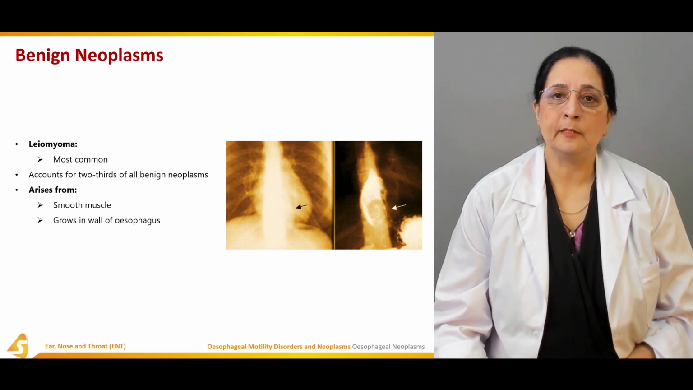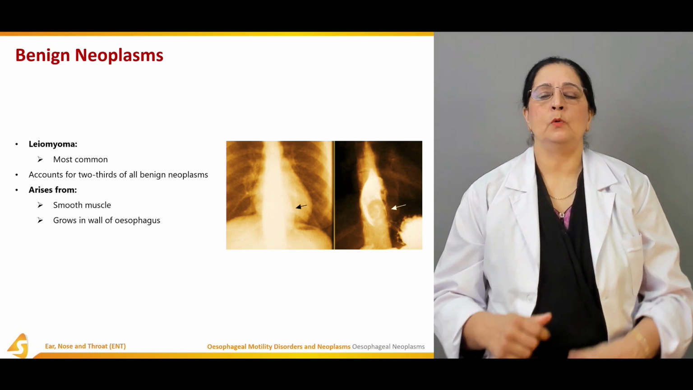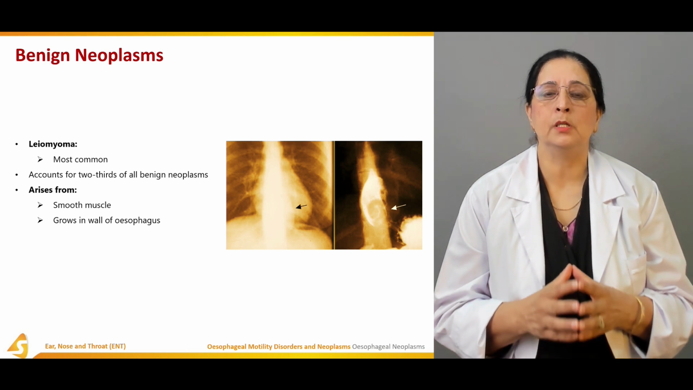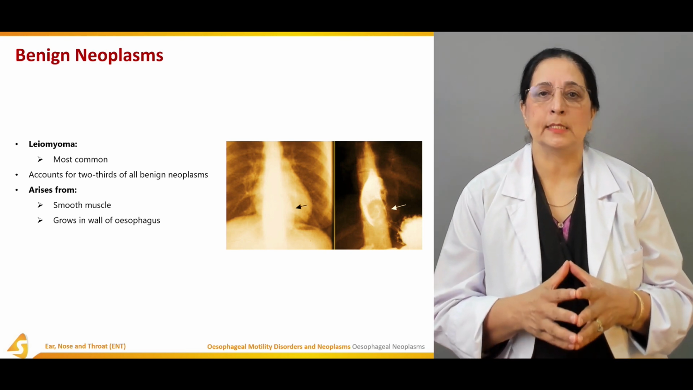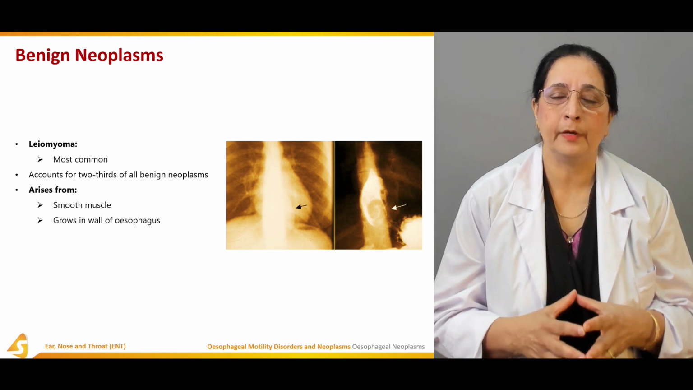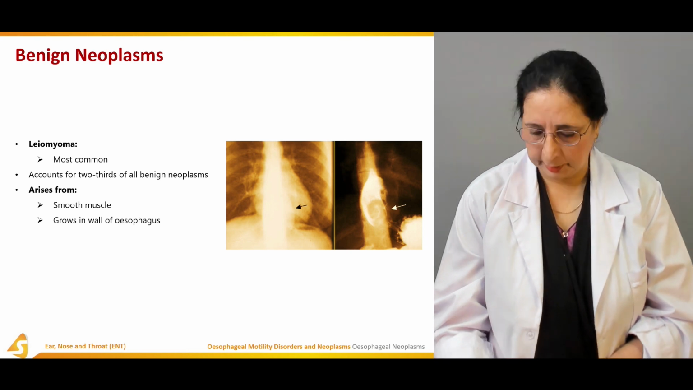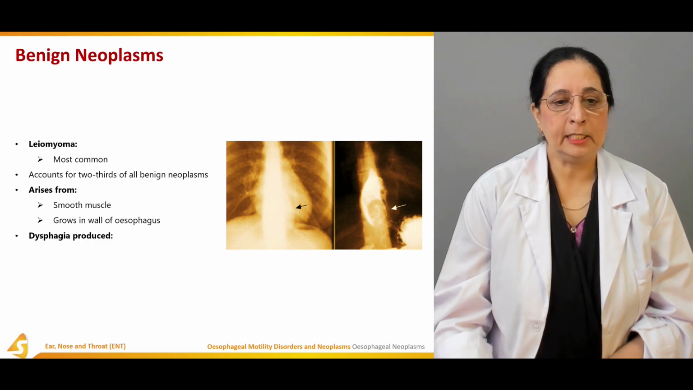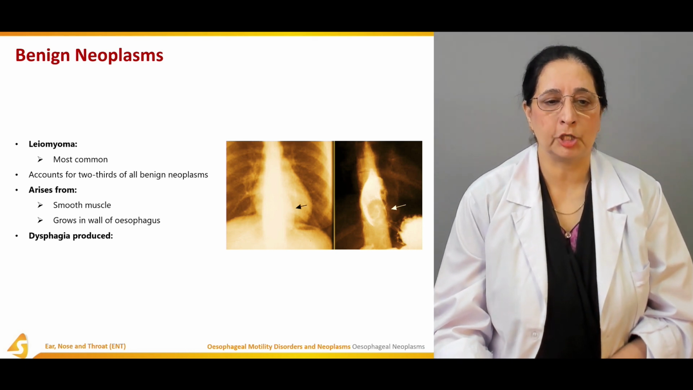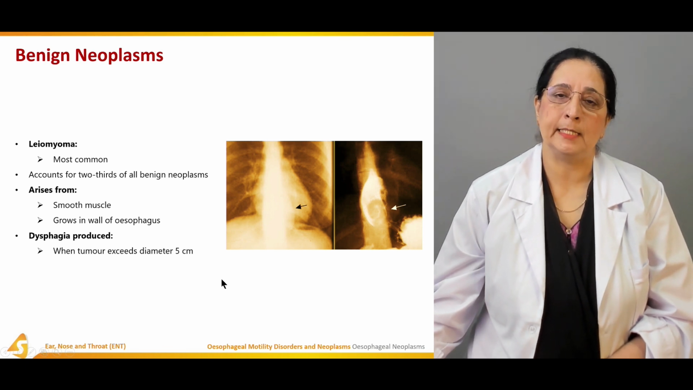It arises from the smooth muscle and grows in the wall of the esophagus. So leiomyomas are the benign tumors of the smooth muscles. Smooth muscles are in the wall of the esophagus, so leiomyomas are in the wall of the esophagus. Dysphagia occurs because of the growth and obstruction when the tumor exceeds a diameter of 5 centimeters.